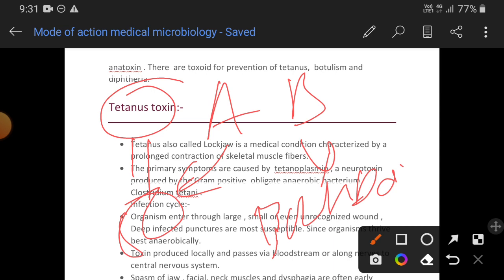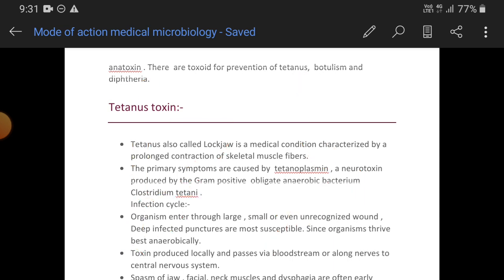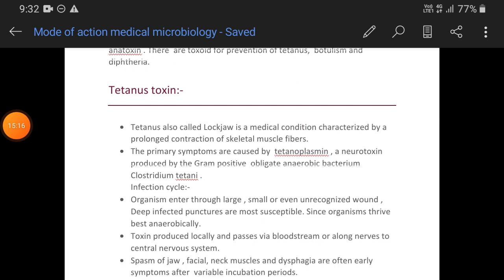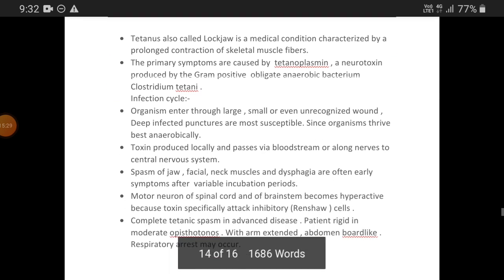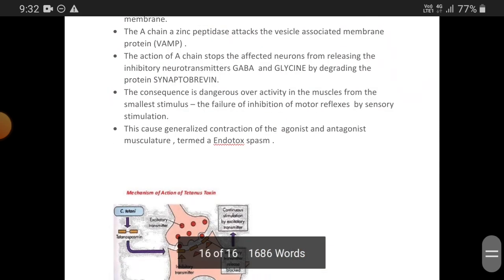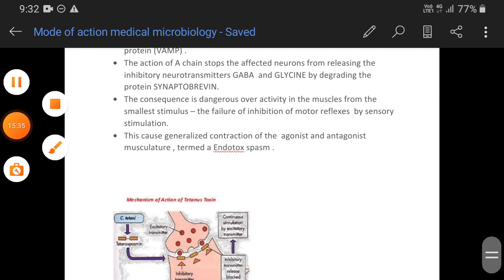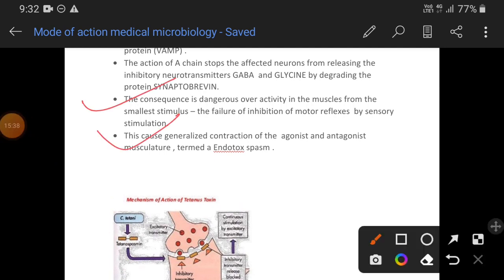Okay, so as a result, the muscle becomes hyperactive, or overactivity is shown by the muscle from the smallest stimulation. That means a kind of paralysis condition occurs. That is commonly known as contraction of the antagonistic and agonistic musculature called endotoxic spasm. So the paralysis in case of tetanus is exactly the opposite of the paralysis caused by botulinum toxin, that you need to remember.